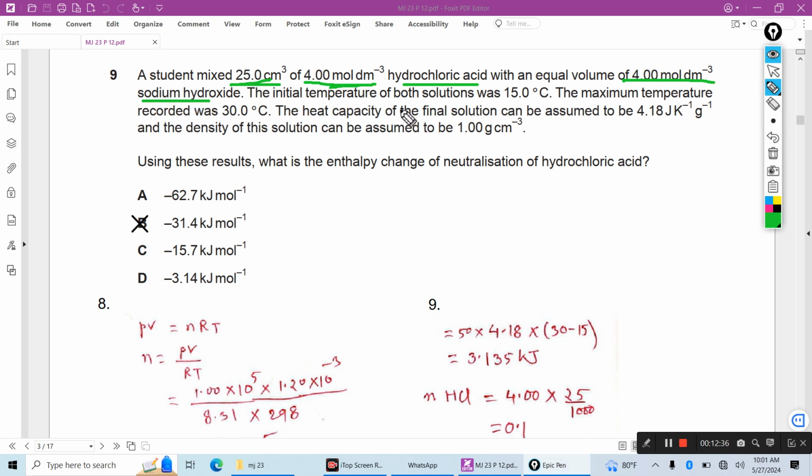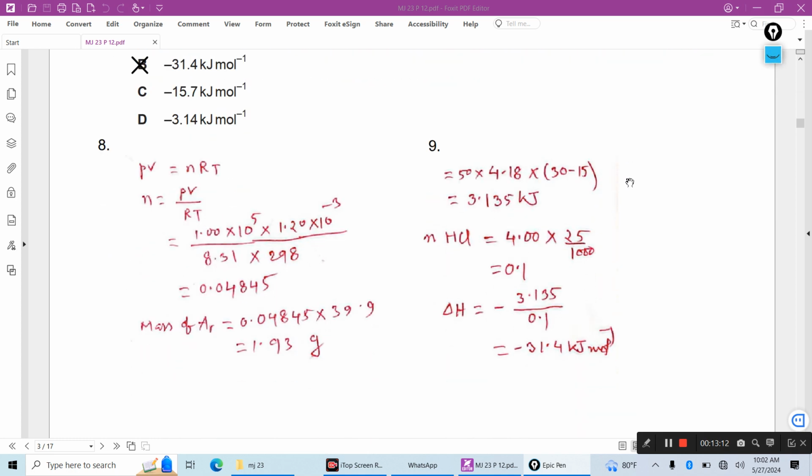The initial temperature of both solutions was 15 degrees centigrade. The maximum temperature recorded was 30 degrees centigrade. The heat capacity of the final solution can be assumed to be 4.18 and the density of the solution can be assumed 1 gram per centimeter cube. Use this result. What is the enthalpy change of neutralization of hydrochloric acid? So this answer will be B, minus 31.4 kilojoule per mole. Now how you will calculate, you can get an idea from this.